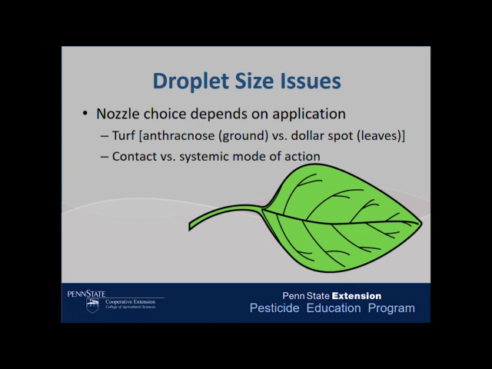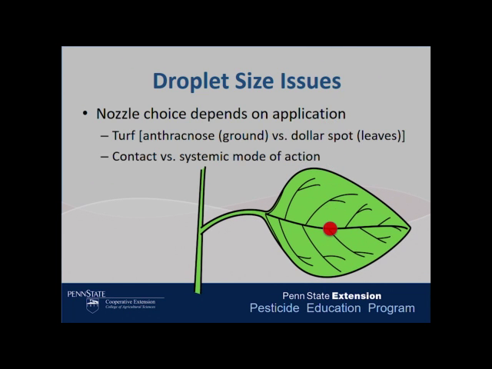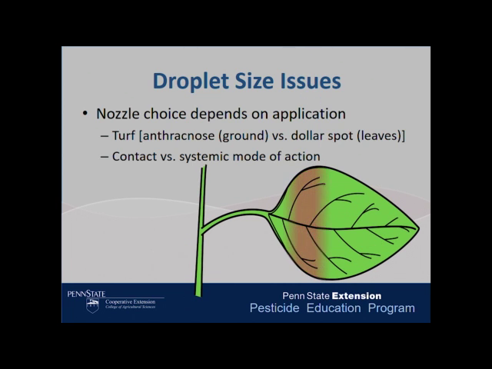Okay, droplet size issues. Again, it depends upon the application. And what you're going to see here, this is a contact material. Wherever that droplet hits, that's where our control is going to be. So that's a contact. We go to a systemic material. We let the plant, if you will, disperse that material. So even though it's hit just a small droplet on there, we see greater movement, and this would be considered a localized systemic. And then a truly systemic would be more like this, where it hits the plant, but it's going to be totally distributed through that plant. So our coverage is less critical on a true systemic as opposed to a contact material.